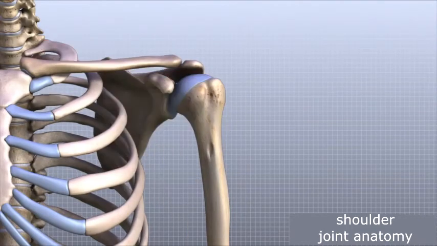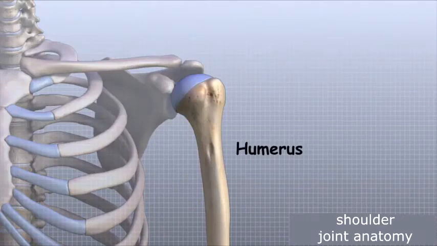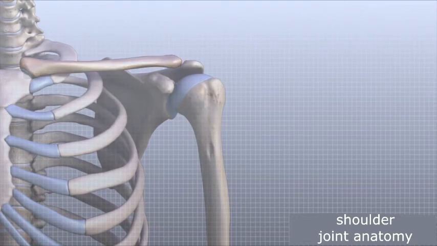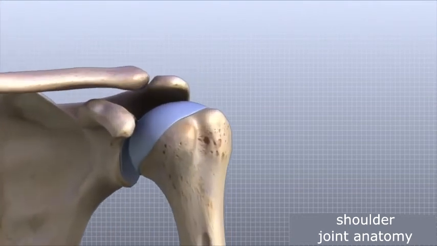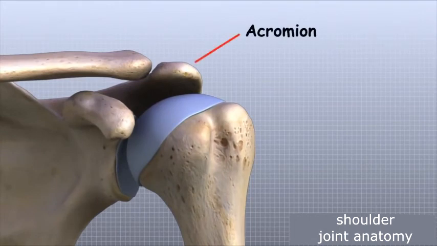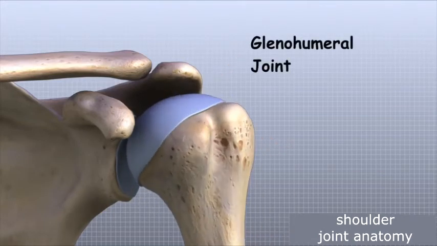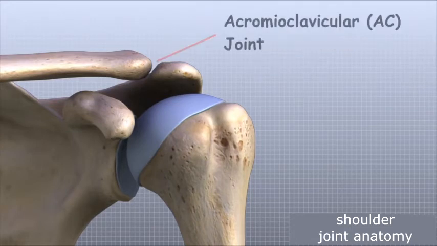The bones of the upper limb are the humerus, or the upper arm bone, the scapula, or the shoulder blade, and the clavicle, or the collarbone. The roof of the shoulder is formed by a part of the scapula called the acromion. There are actually 4 joints that make up the shoulder joint. The main shoulder joint, called the glenohumeral joint, is formed by the ball of the humerus and the shallow socket of the scapula. This shallow socket is called the glenoid.